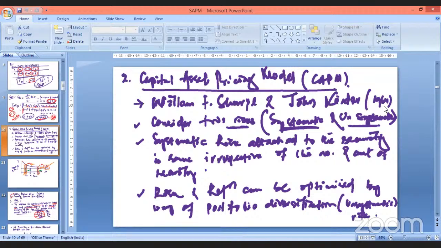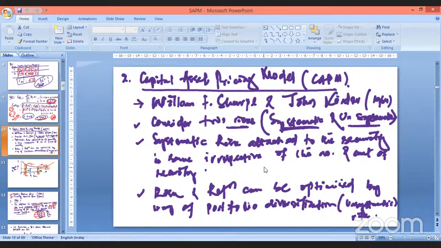As we have already discussed in our previous class, systematic risk is driven by macro factors. That means external factors. It is not within our hand. That means it is not within the hand of the entity who is going to issue the security. So systematic risk is attached to each security.